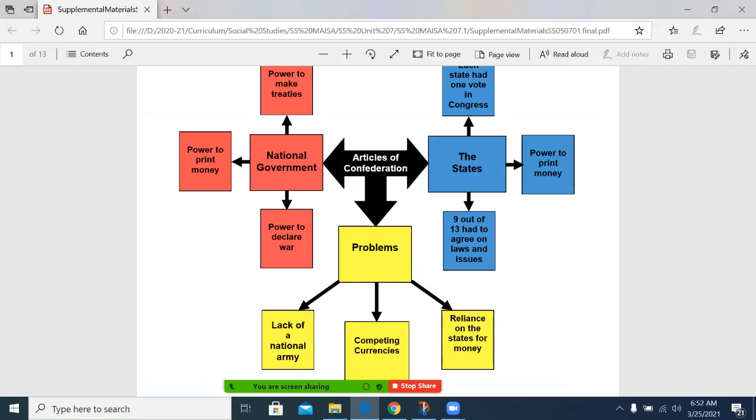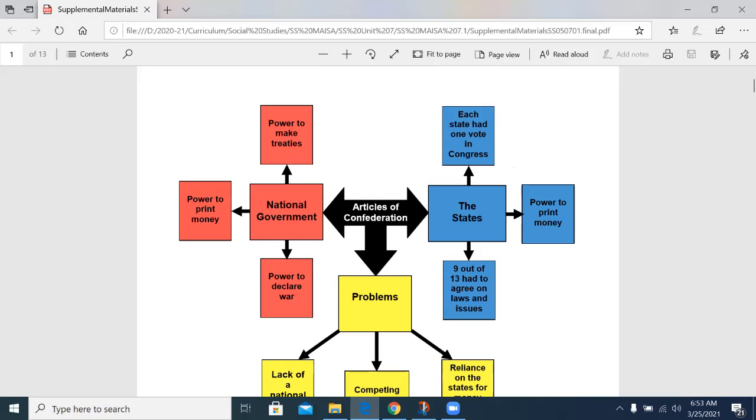And you can see the breakdown of power here on the top in the red and blue. The national government had the power to make treaties, power to print money, and the power to declare war. The states had the power to print money. Each state had one vote in Congress, and 9 out of 13 had to agree.